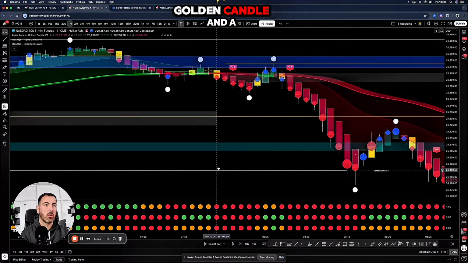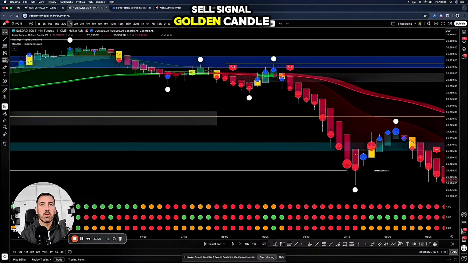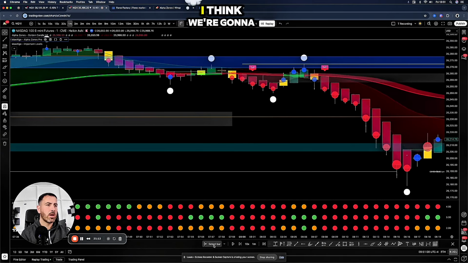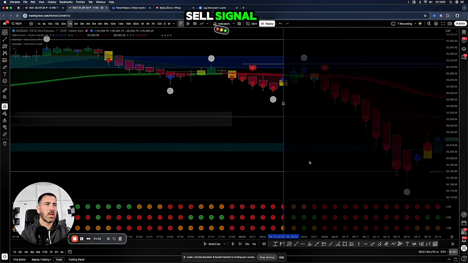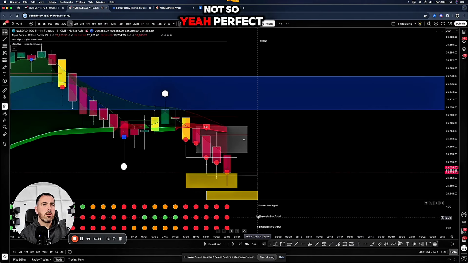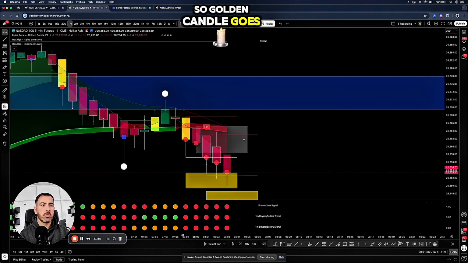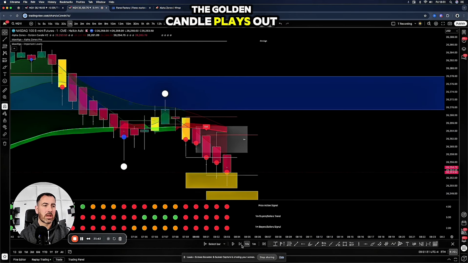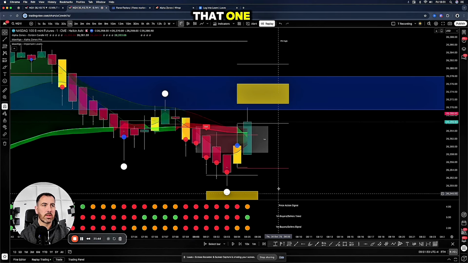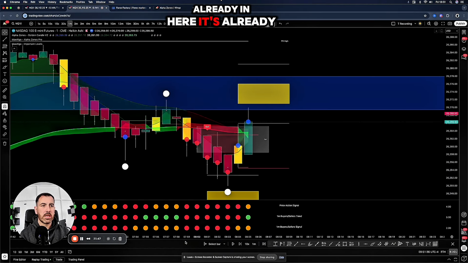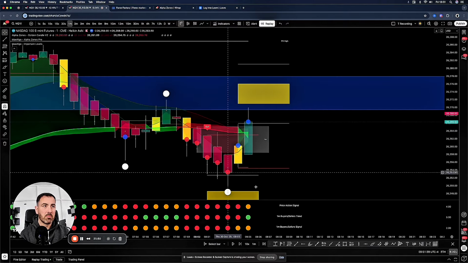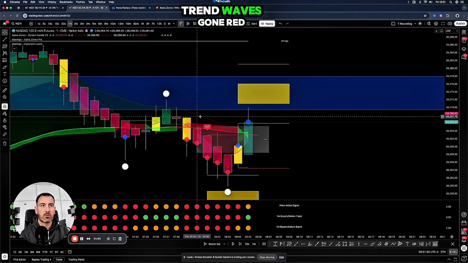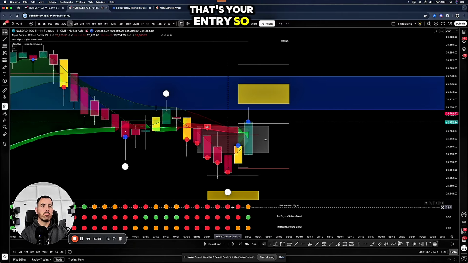So what we're waiting for here, golden candle and sell signal. Golden candle. Let's just make sure we've got a bit of high movement here. I think we're going to have a golden candle play out and the sell signal not. So yeah, perfect. So golden candle goes red, sell signal goes red, everything's red. The golden candle plays out, and I think you will see that we'll just miss out on that one, sell signal. But you're already in here. It's already changed red. That's the move. You want to be in here as they all change and you get your entry. You get bearish volume. Trend wave's gone red. That's your entry.